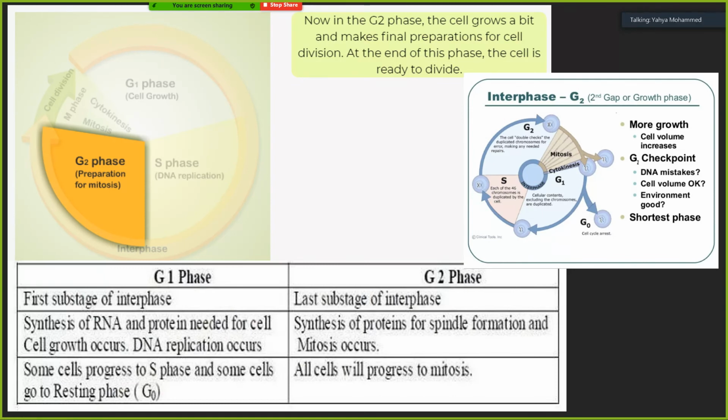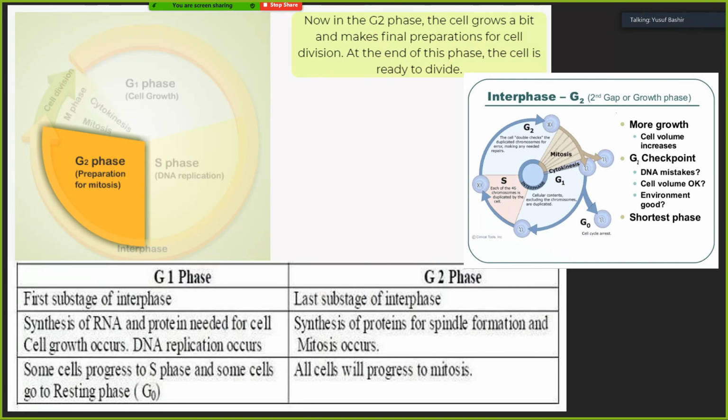In G1, there's general cell growth going on. Generally the cell is getting bigger, making a lot of everything. In G2 phase, it's growing a little bit, but mostly what it's making are the things that are specific to the cell division process that's about to occur. So this is more specific cell growth.